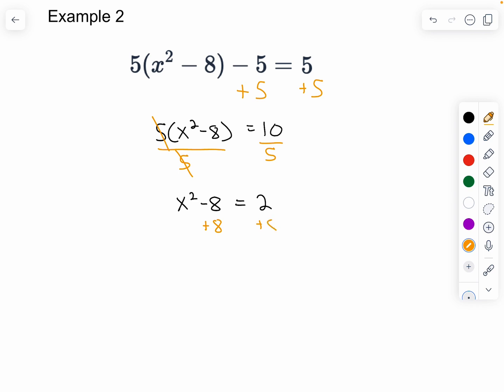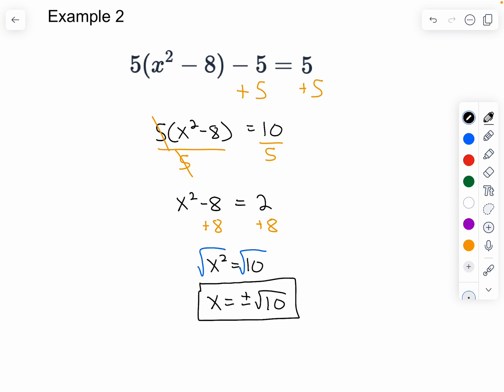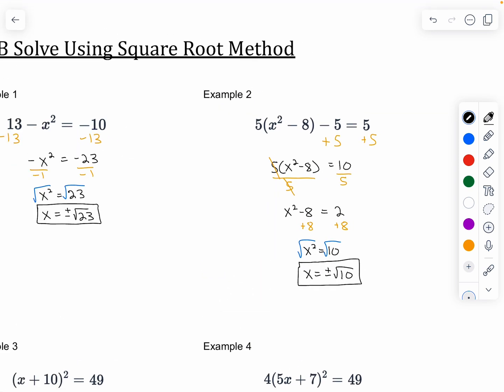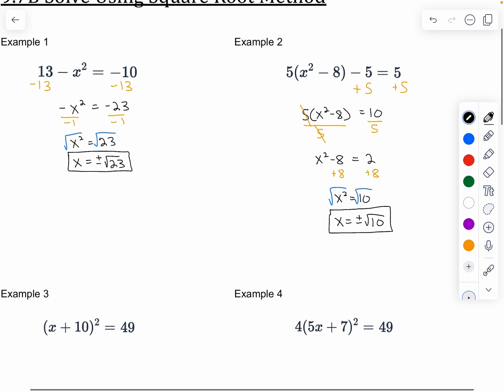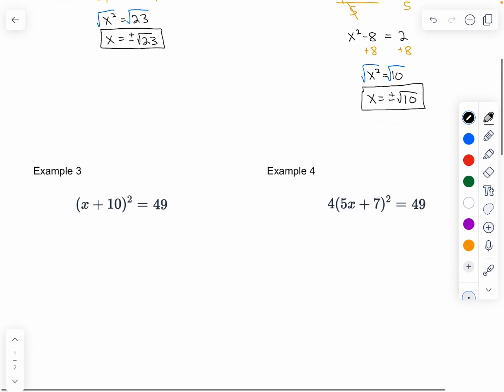Now I can add the 8. And finally, we have isolated the squared term, so I can square root both sides. Remember that the moment we square root, we get a plus and a minus, a positive and a negative answer. Once again, the square root that we're left with, square root of 10, should be simplified if it can be, but it can't be in this case, so that's as far as we can go. Those are our 2 answers, positive and negative square root of 10.